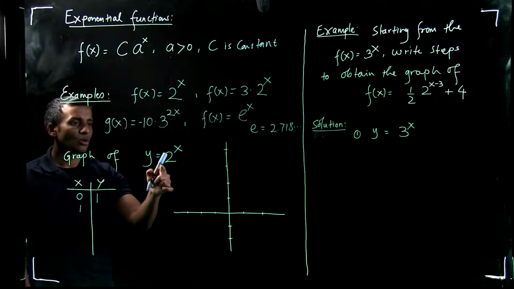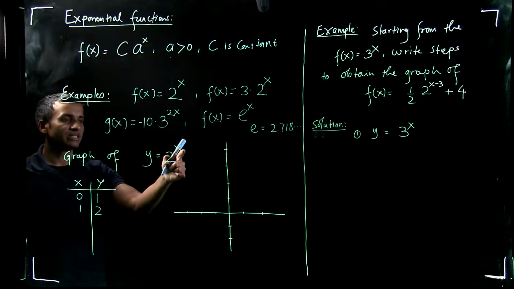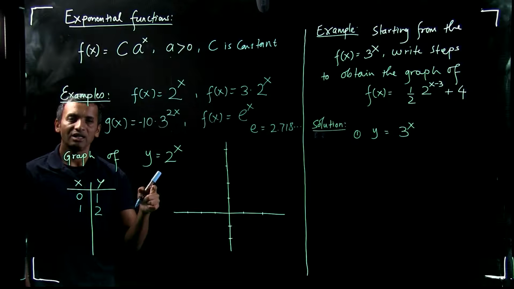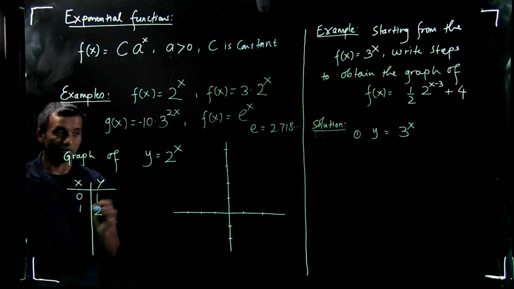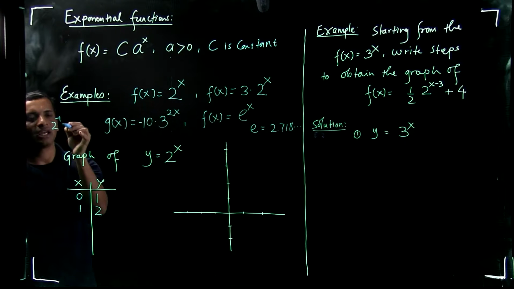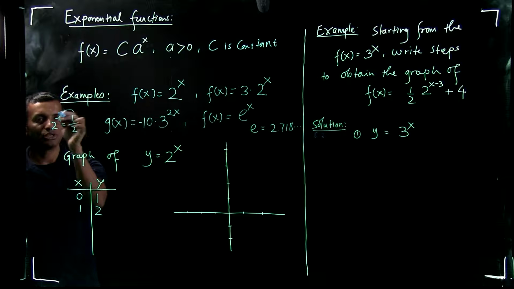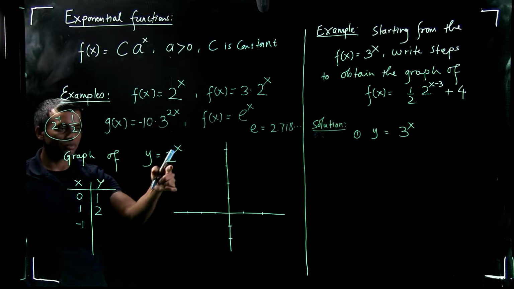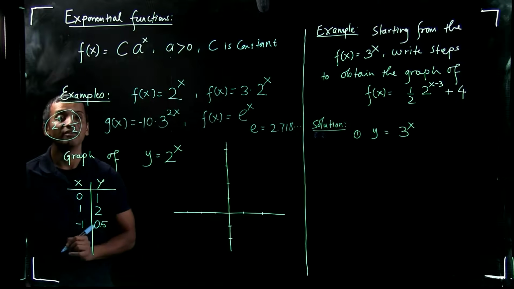When x is 1, y is 2 to the 1, that is 2, right? When x is negative 1, what do you get? 2 to the negative 1 means 1 over 2, so it is 1 half. So if you take negative 1 for x, it will be 2 to the negative 1, which is 1 half, that is 0.5.